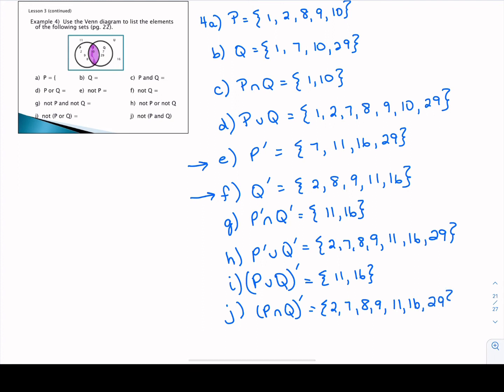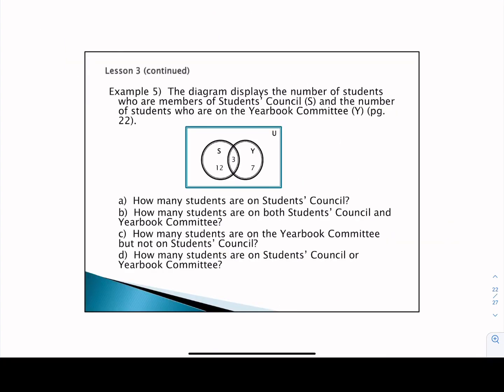So Venn diagrams can be a really nice way for you to shortcut some of these activities. Our next example for practice is the diagram below displays the number of students who are members of either the Students' Council, and that's denoted with an S, or they're members of the yearbook committee, and we say that that's Y. So we've got two subsets as part of our universal set. The first question we're asking you to do is figure out how many students are on the Students' Council. So if I highlight Students' Council, we're highlighting anything included within that circle.